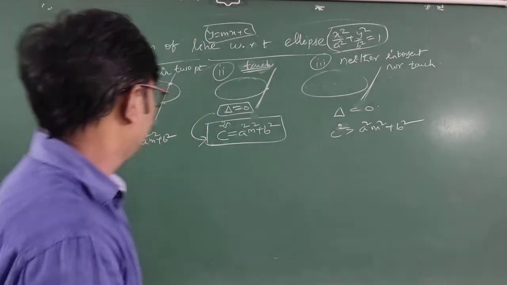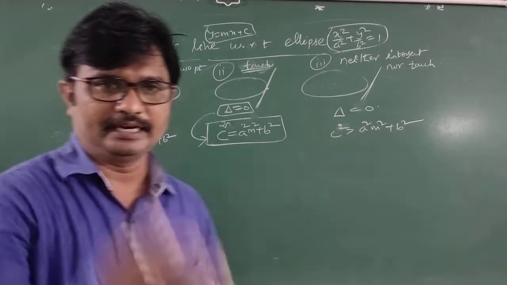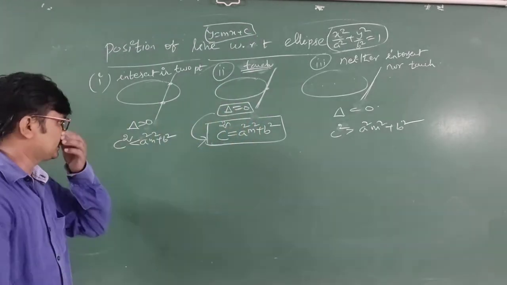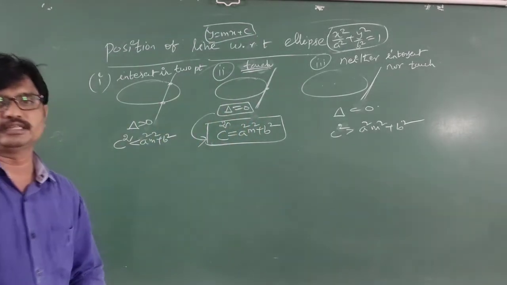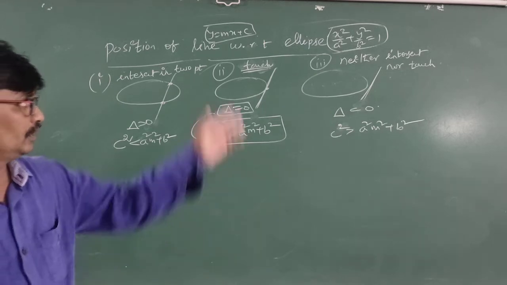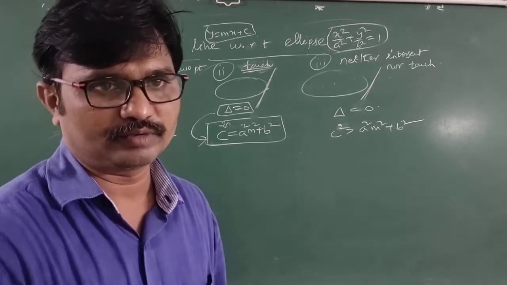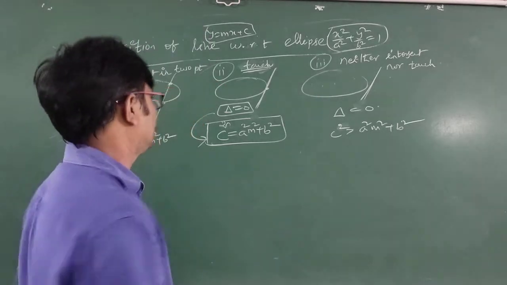So there are three cases. If the line intersects the ellipse in two distinct points, the discriminant is greater than 0. If the line touches the ellipse, the discriminant is 0. If the line neither intersects nor touches the ellipse, the discriminant is less than 0.